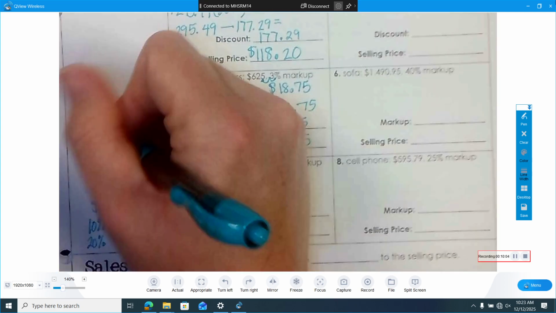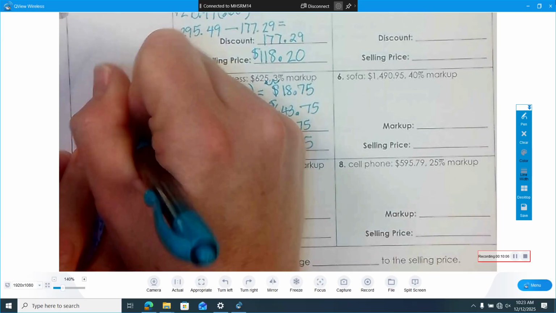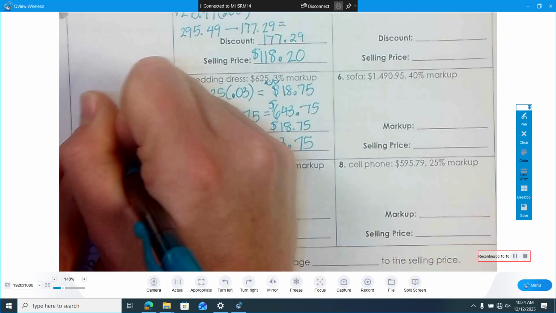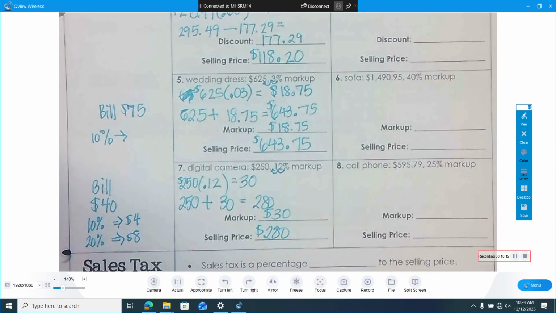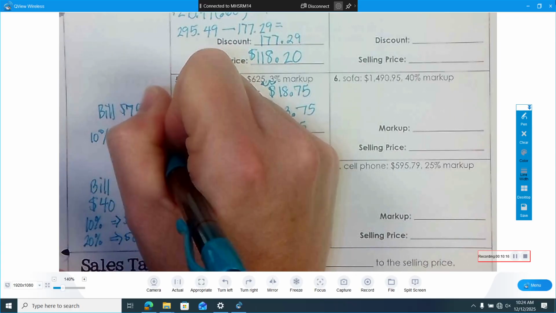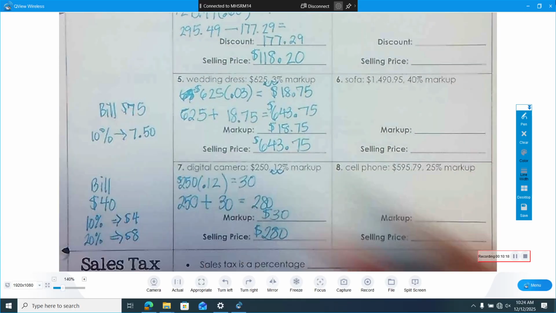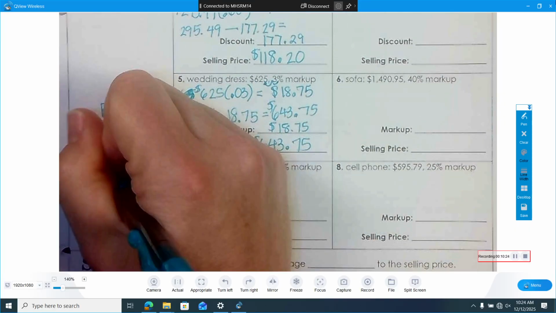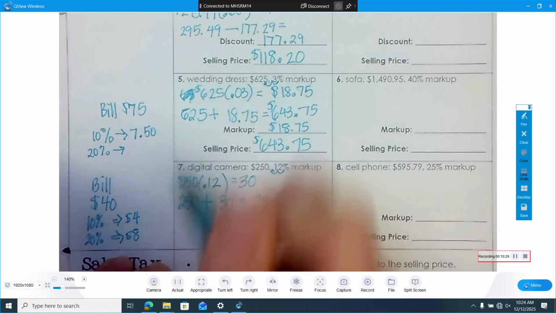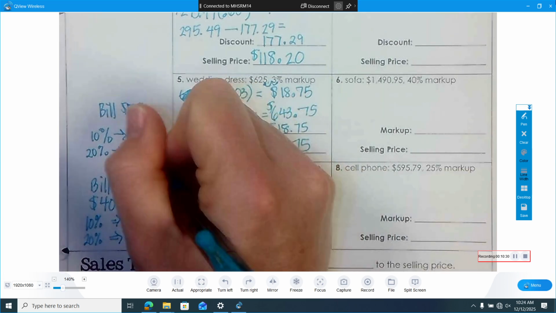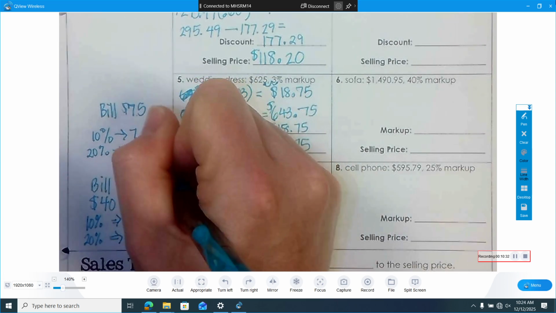One more time here. If your bill was $75, what's 10% of that bill? $7.50. All you have to do is move the decimal one place, and that'll give you 10%. It's the easiest thing ever. So what would 20% be? 15. How'd you get 15? 7.50 doubled is $15.